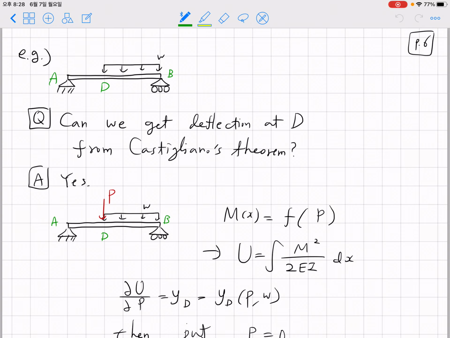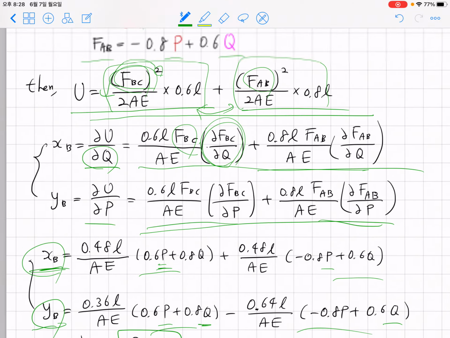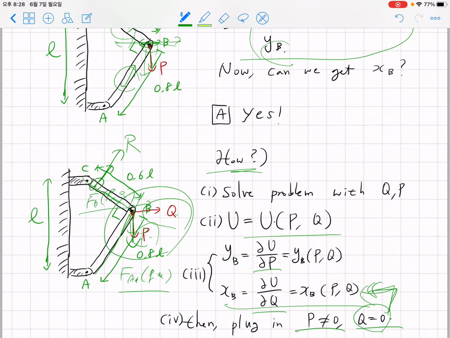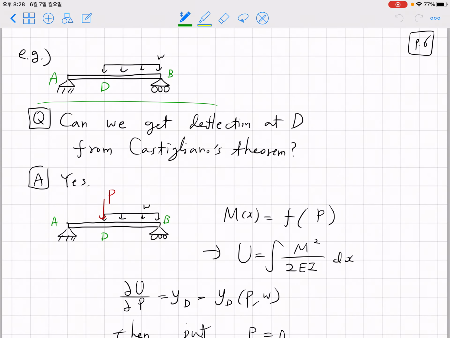Now let's solve an even more bizarre problem. Here we don't have any point force. At least for the previous example, we had a point force. Here we don't have a point force at all, except for this simply supported beam, with simple supports at points A and B. And this problem asks us to obtain the deflection at point D, the end of this uniform distributed loading, using Castigliano's theorem. And what will be our answer? Can we obtain the answer?